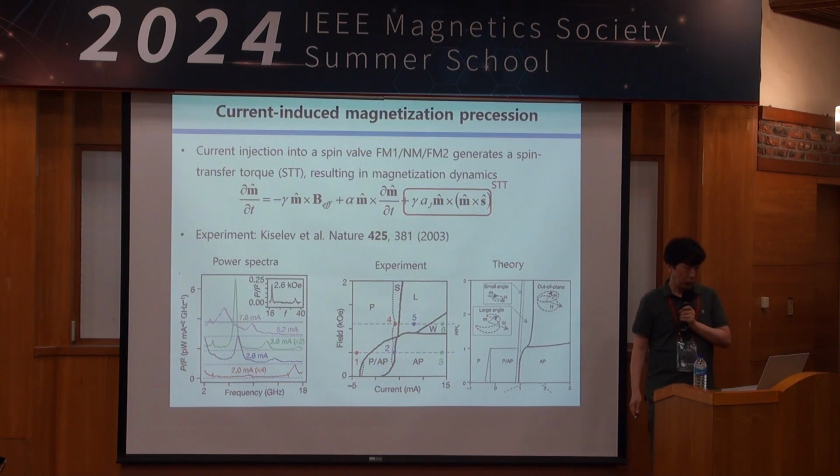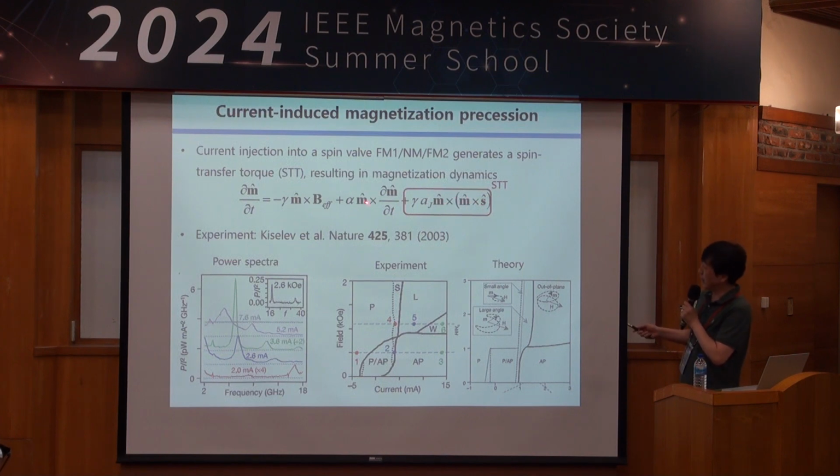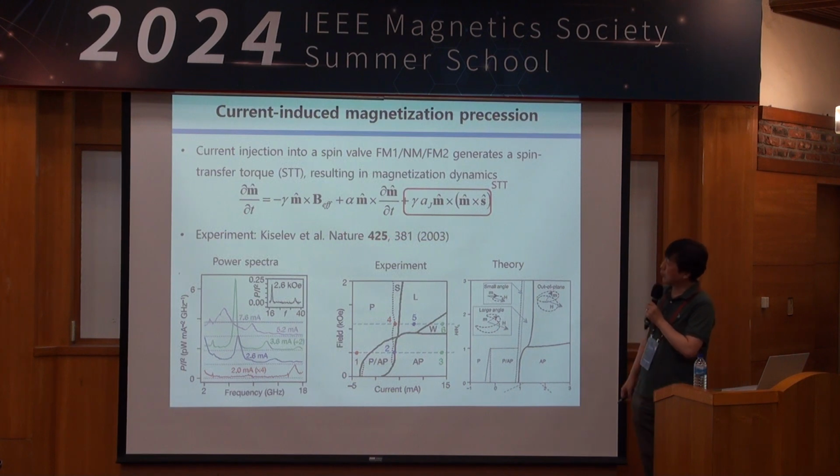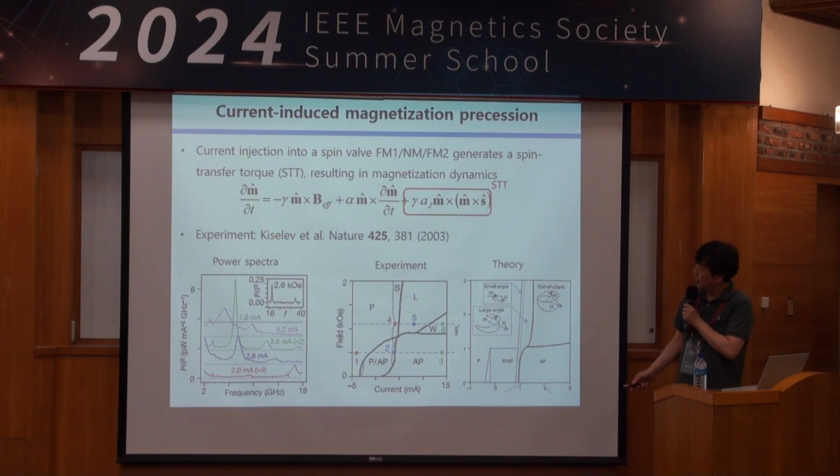Okay, so in this work, we added the spin transfer torque term, the Slonczewski spin torque, to the LLG equation, and compared the numerical result with the experimental result reported in this paper. That was the first report about spin torque induced magnetization precession.